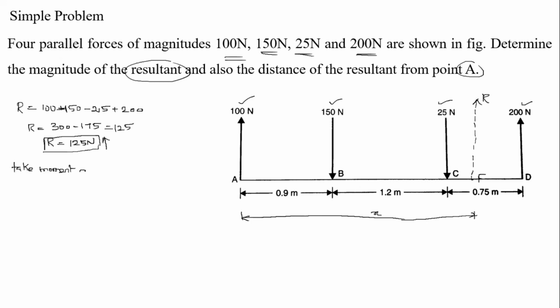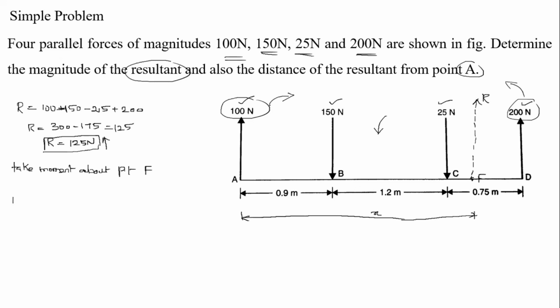Now take moment about point F. The 100 Newton force is acting clockwise with respect to F, and 150 and 25 are acting downward, which means with respect to F they are acting in the anti-clockwise direction. The 200 Newton force is also acting anti-clockwise with respect to F, and 100 Newton is clockwise.